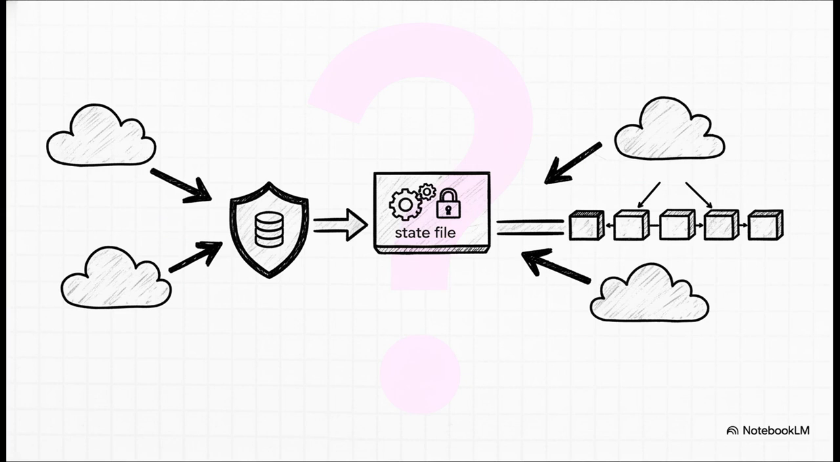Okay, here's another one. This one tests if you know how to work on a team. What is state locking? You say, state locking is a safety mechanism that prevents multiple people from running terraform apply at the same time, which would corrupt the state. When you use an S3 backend in AWS, you also configure a DynamoDB table. Before Terraform modifies the state, it writes a lock ID to that table. If another process sees that lock, it waits, ensuring that all state operations are atomic and safe.